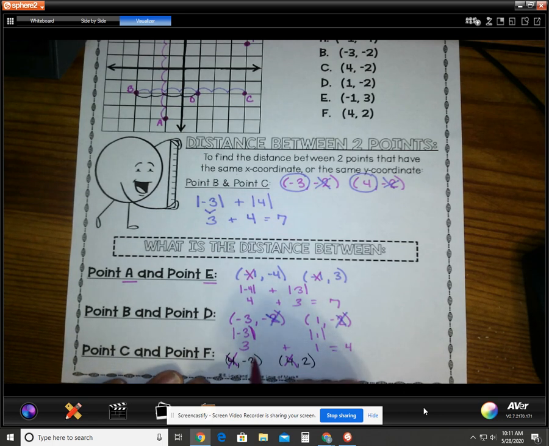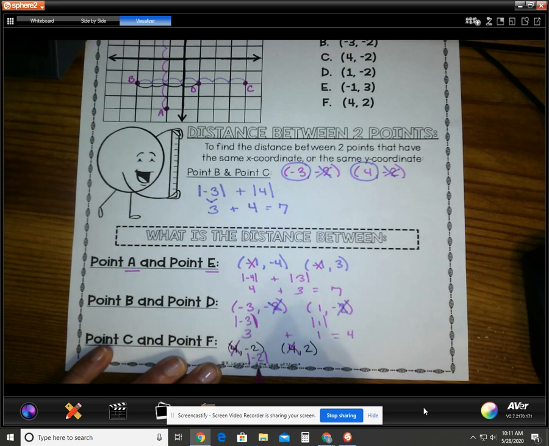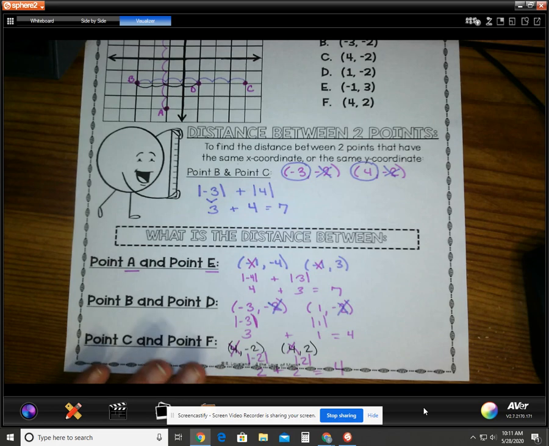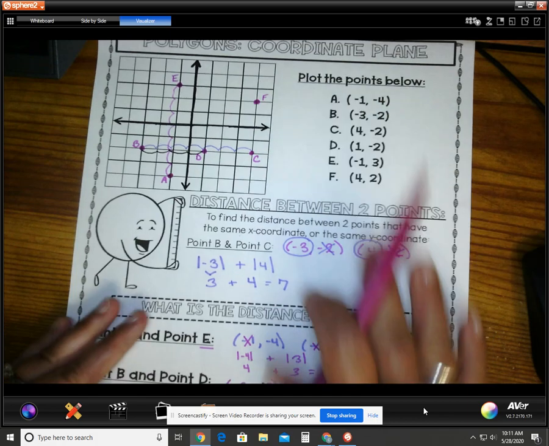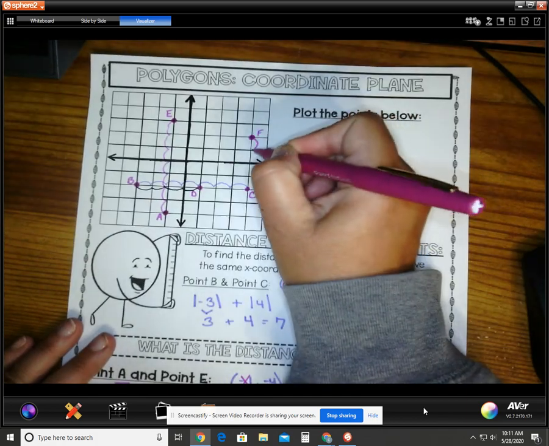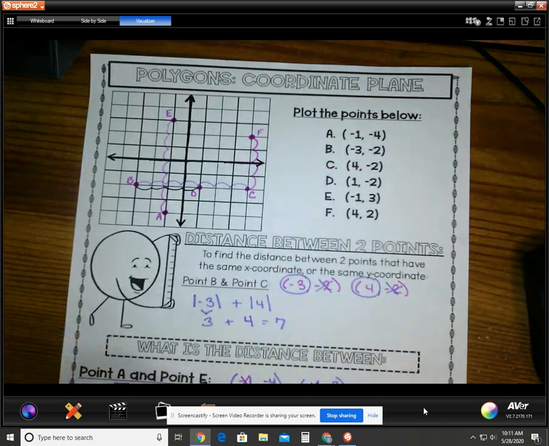So what I'm going to do is find the absolute value. The absolute value of -2 is 2. I'm running out of room, sorry. Plus the absolute value of 2, again, is 2. 2 plus 2 equals 4. Okay, so I can go back and check it if I look at C and F. They're over here, and I count 1, 2, 3, 4. So if they're in different quadrants, all you have to do is add their absolute values.